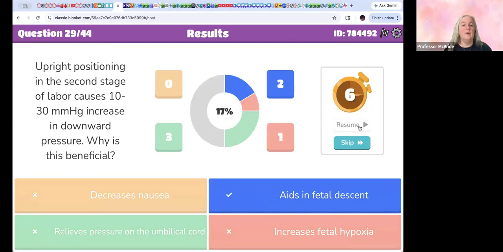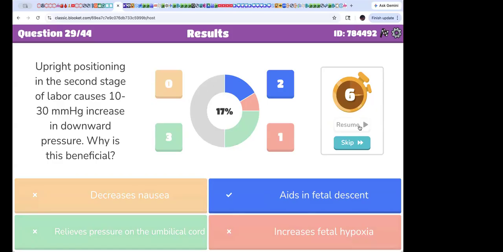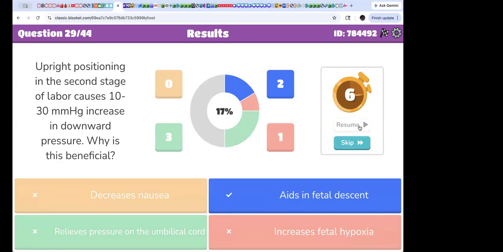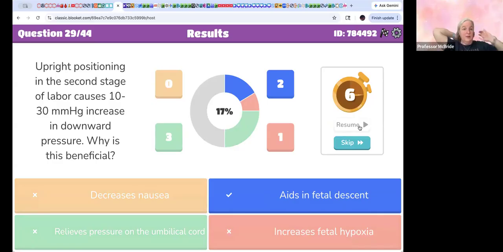Okay, so upright positioning is going to help with fetal descent. What's the second stage of labor? When you're fully dilated. Fully dilated until what? When does the second stage end? Till you give birth. Good. Yeah, so the second stage is going to be basically when we're pushing.